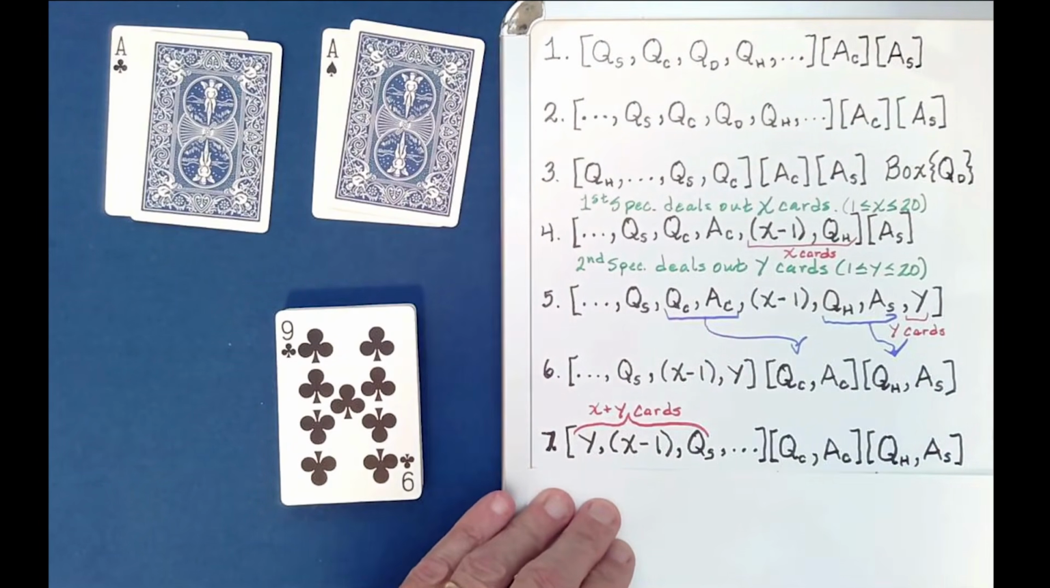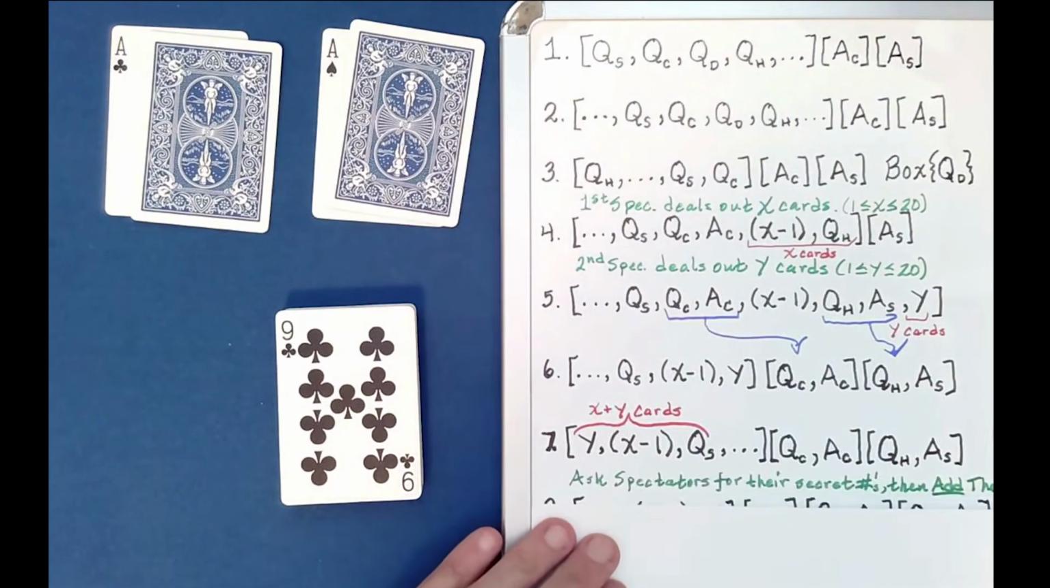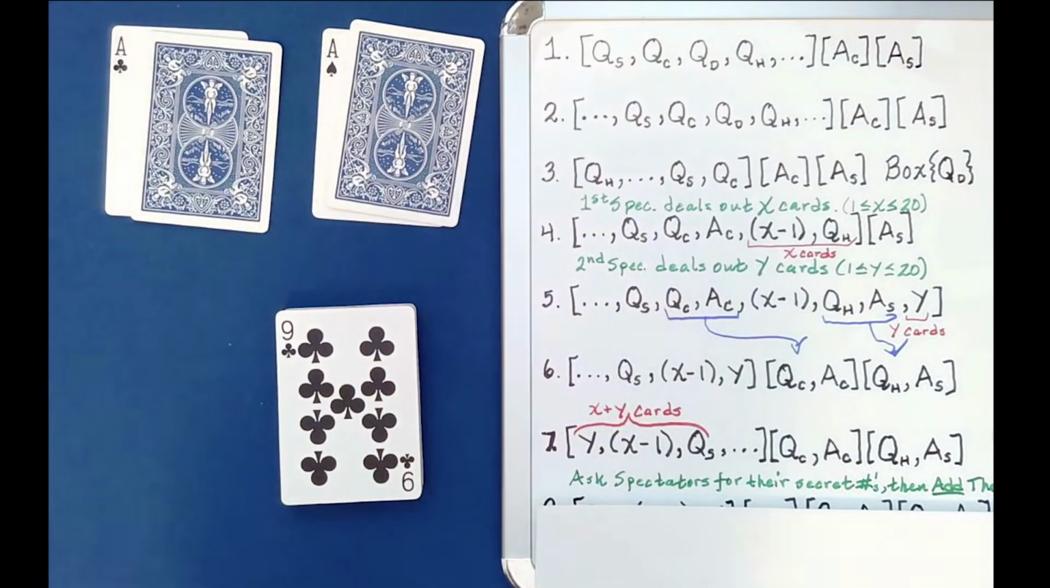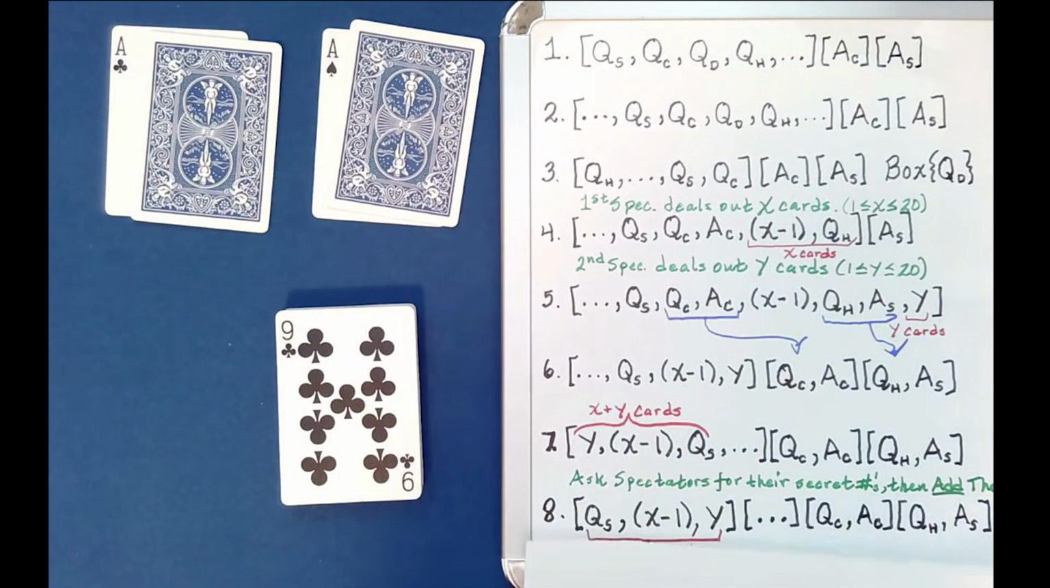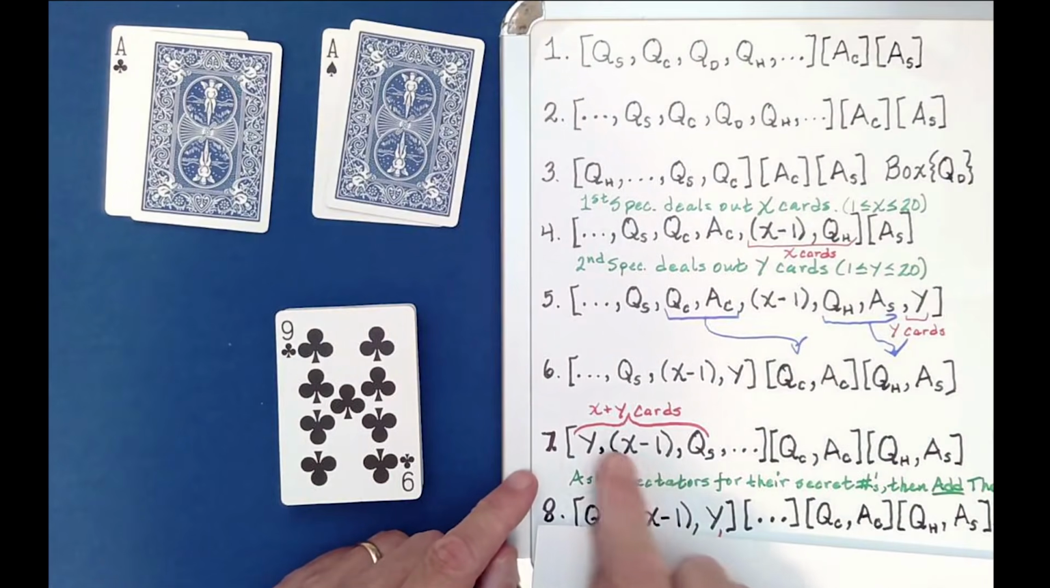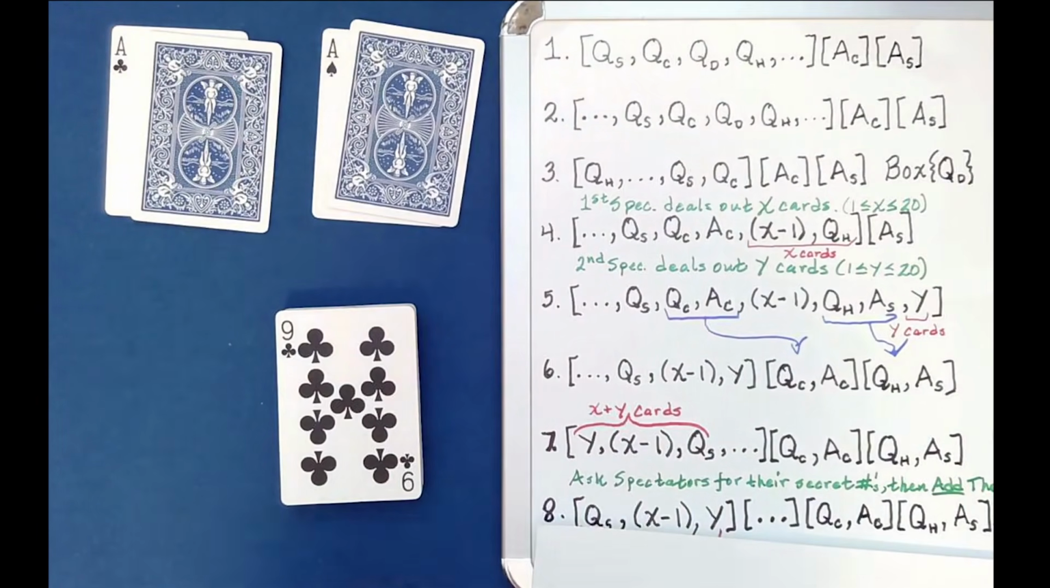So what we did then is we had the spectators identify, okay, what were your secret numbers? And of course, for the first person, it was a 10. For the second person, it was a 7. And we said, okay, well, let's go ahead and add those. 10 plus 7 is 17. So in our write-up here, it would just be x plus y, okay?